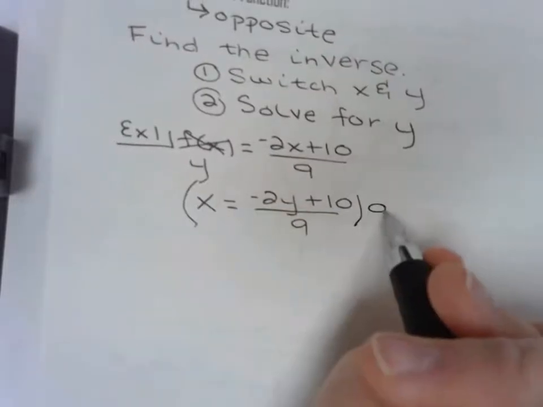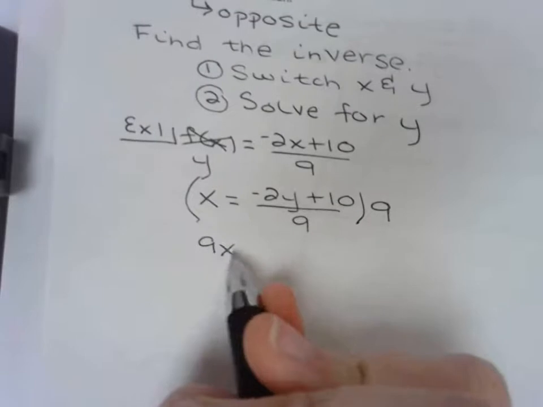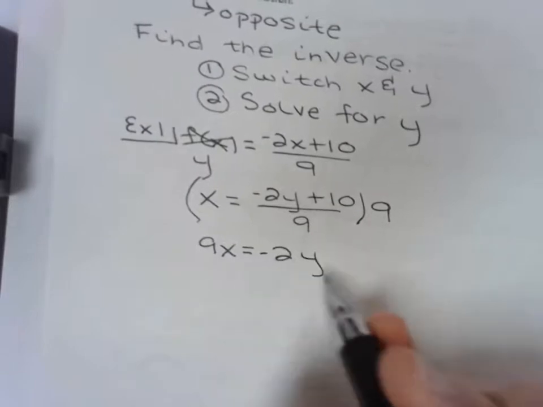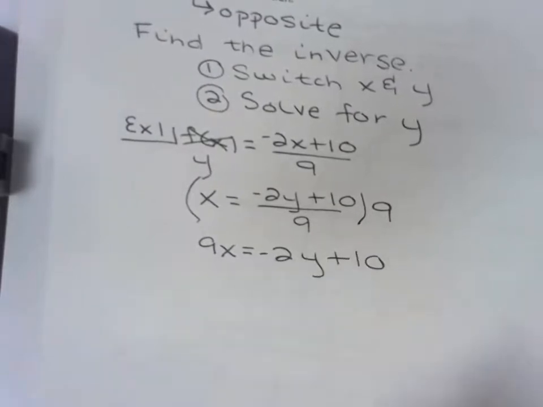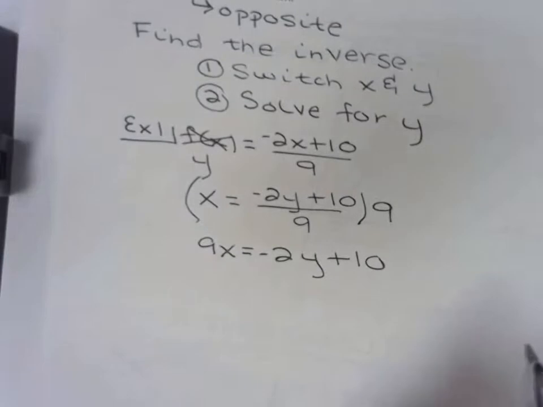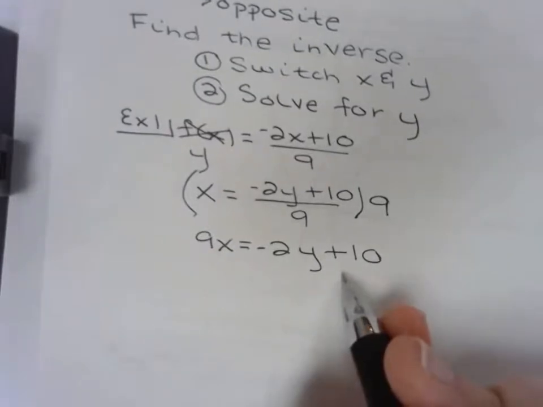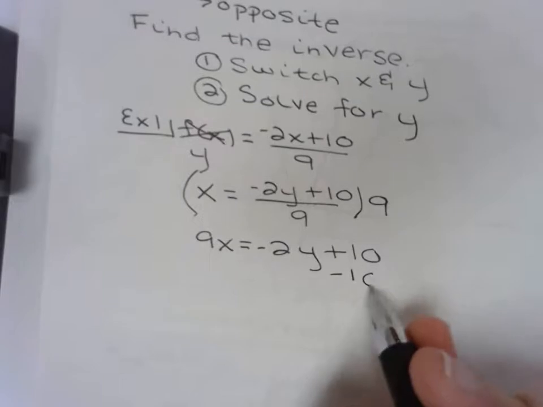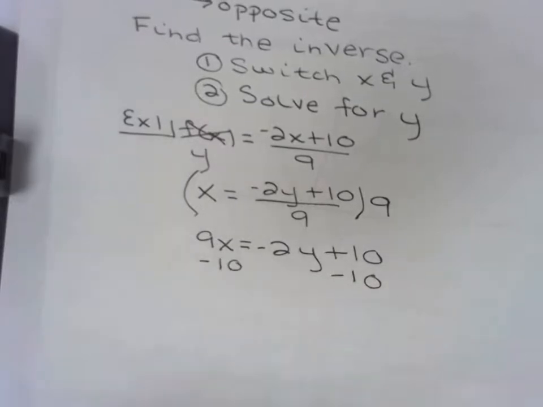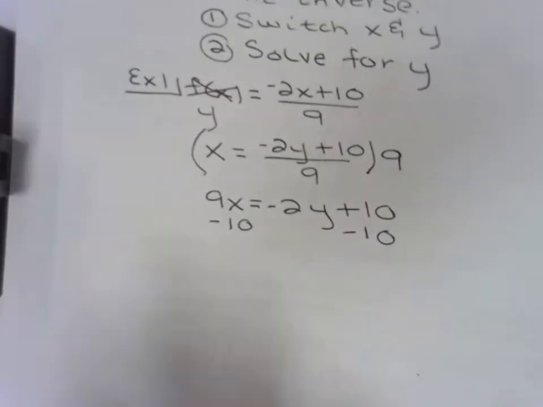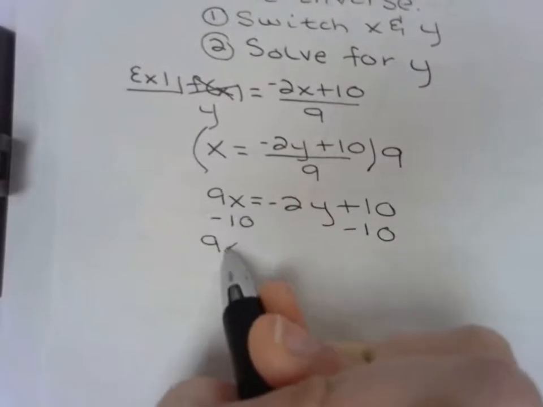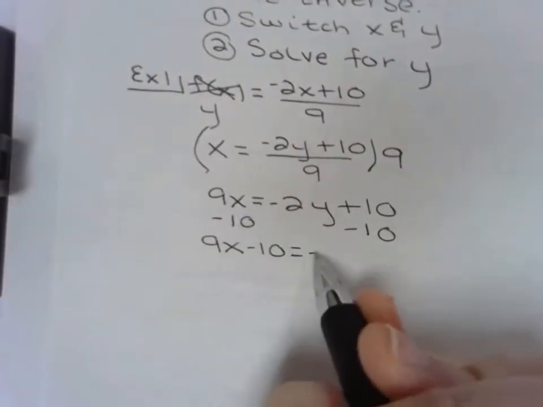Multiply by 9. So I have 9x equals negative 2y plus 10. What do I do next? Subtract 10. Minus 10, minus 10. I cannot combine the 9x minus 10 because 9 has an x. So I just put 9x minus 10, and negative 2y.